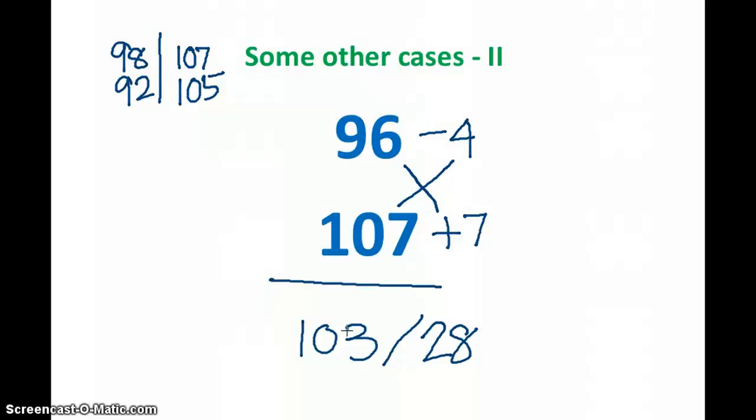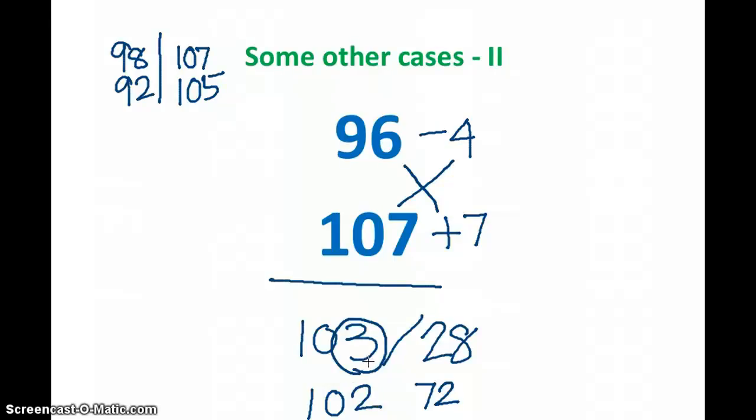We want the complement of 28. That means if I subtract 28 from 100, how much will it come to? Of course, it will come to 72. And I decrease 1 from this number. So 10272 is the answer.